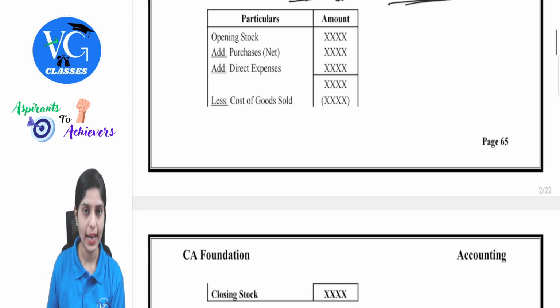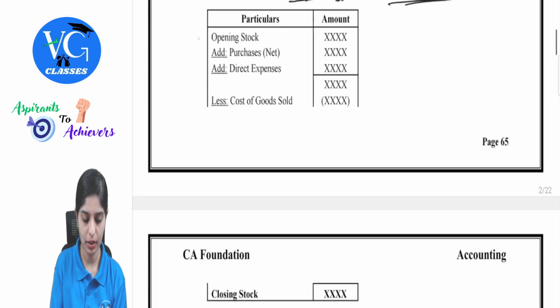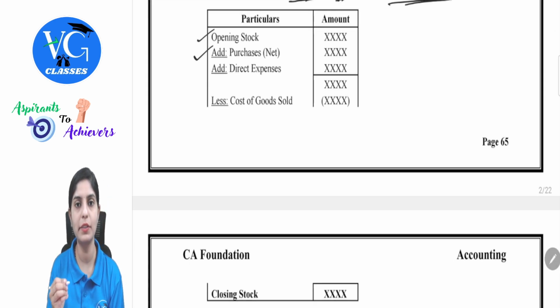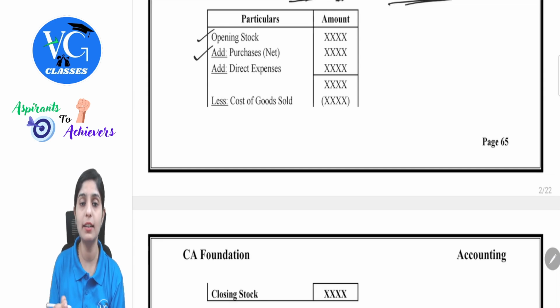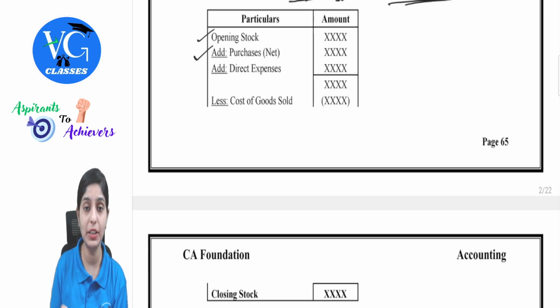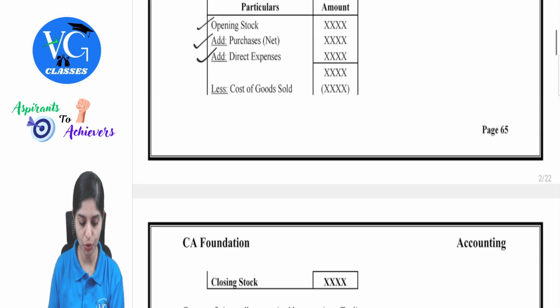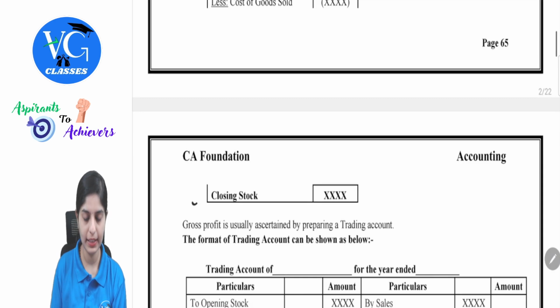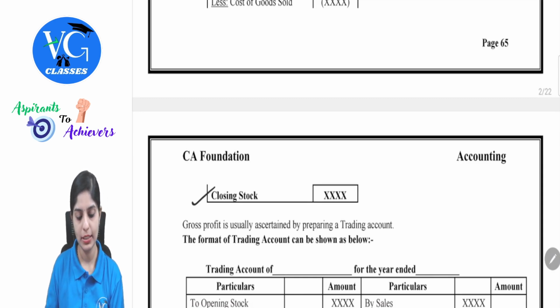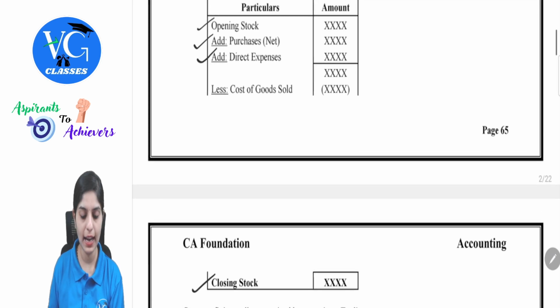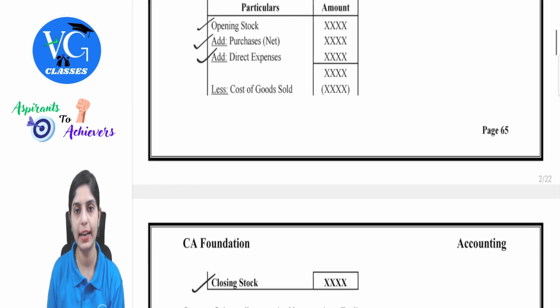Now, how to calculate this? Opening stock plus purchases. Purchases we take net. That means if there are any returns, we will not reflect them here. Add direct expenses. We will take net of purchases, that's what I mean. And then add direct expenses to the resulting figure. We will subtract cost of goods sold. So ultimately what we get is nothing but closing stock. See, in this formula, we can rearrange any particular item in order to find the other one.